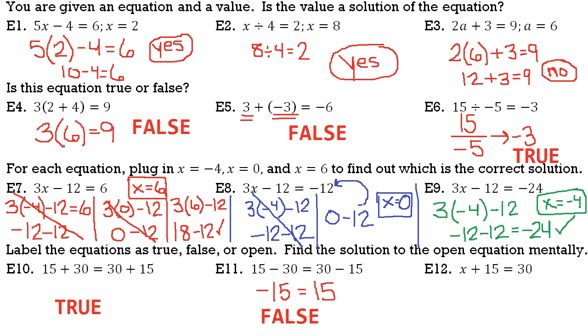All right. This last equation looks open to me because it has an x, and so I could probably find a way to make it work. I just have to figure out which value of x would make it work. What number plus 15 is 30? Well, if I took 15 and added another 15 to it, I would get 30 because that would be doubling it. So in this case, if I was just doing it mentally, that's what I would get.